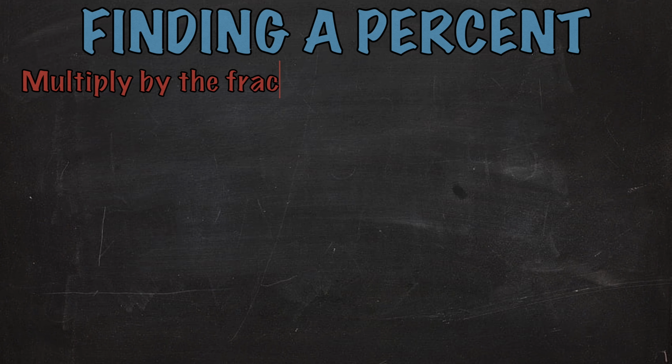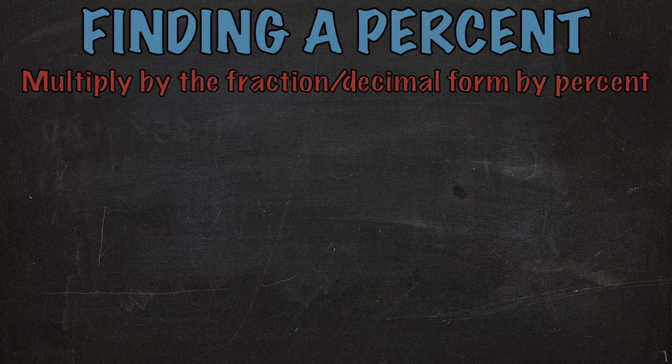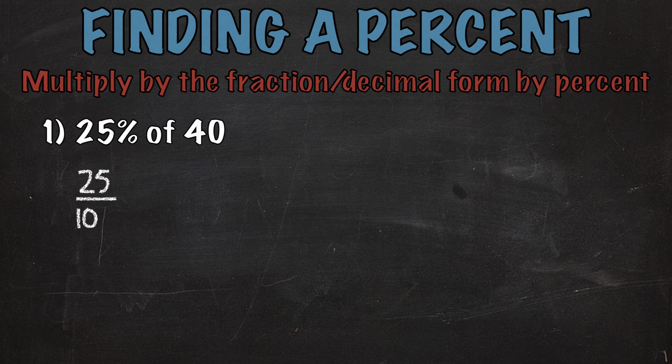So let's look at question 2. So 25% of 40. First, we're going to do the fractional form of the percent. Remember, percent means out of 100. So 25 out of 100 times 40 over 1. Now we put it over 1 again just to make it easier to multiply.